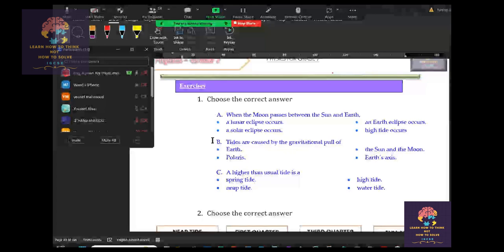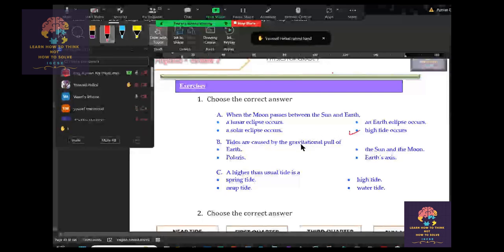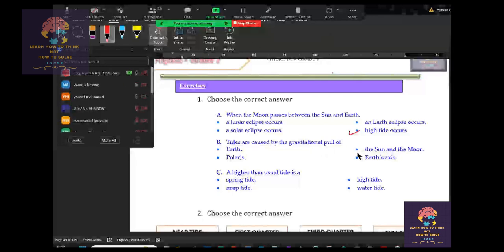When the moon passes between the sun and earth, high tide occurs. Excellent. Tides are caused by the gravitational pull of the sun and moon. Very good. A higher than usual tide is called what?